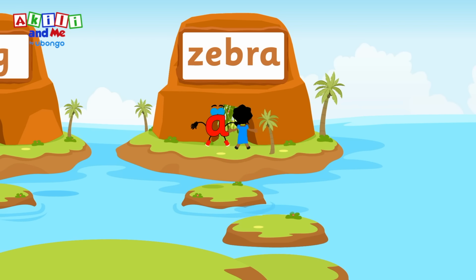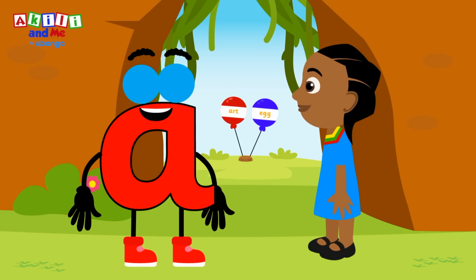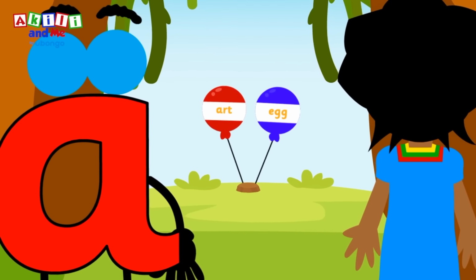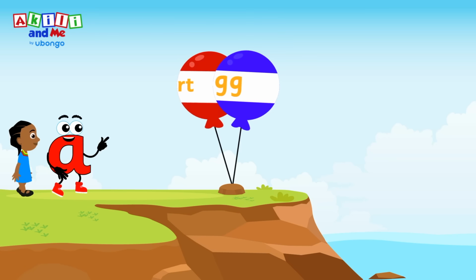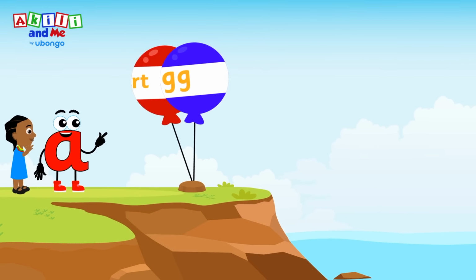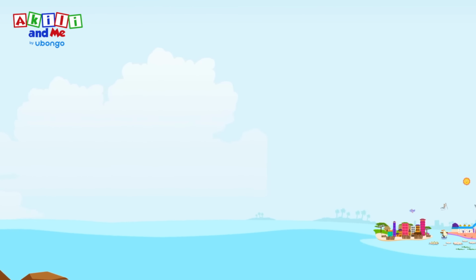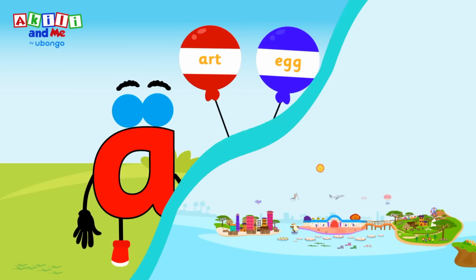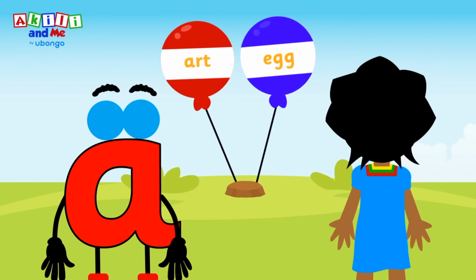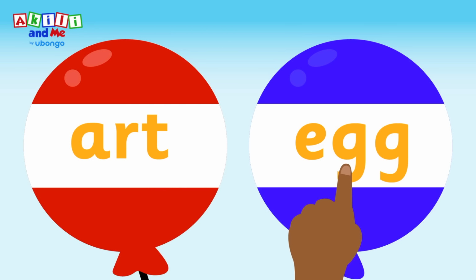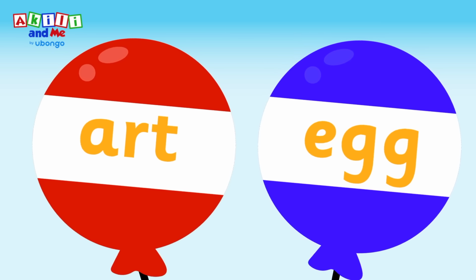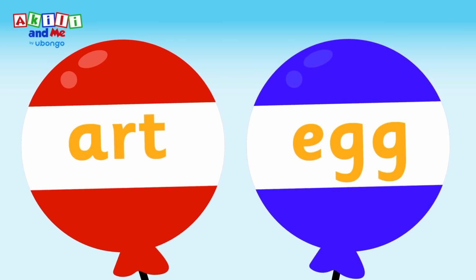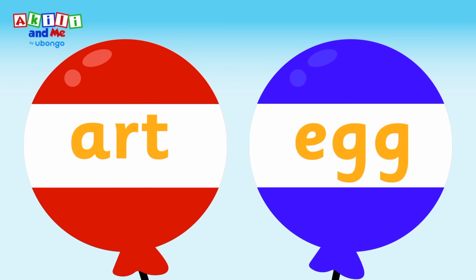Let's go! But look! There's a doorway to get to the other side. There are two balloons. They could lift us into the air to carry us up to the other side. Which one should we choose? One says art and one says egg. The one with the ah sound will take us across the river to Alphabet Land. So which balloon has the ah sound? Art or egg? Art! Yes!